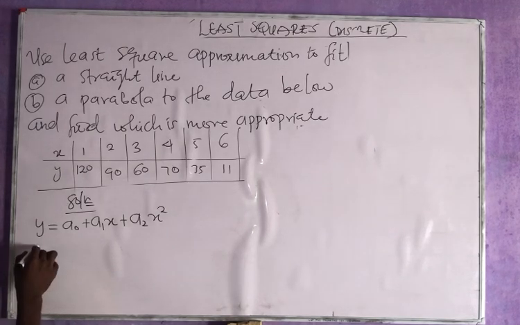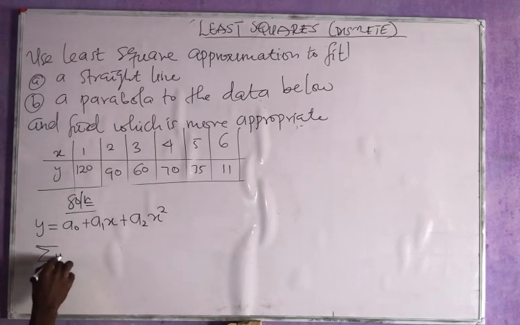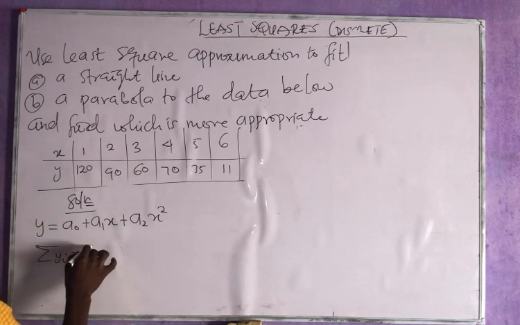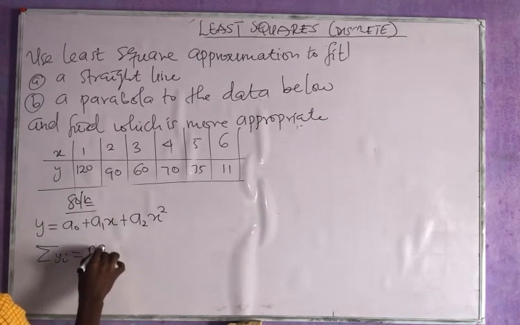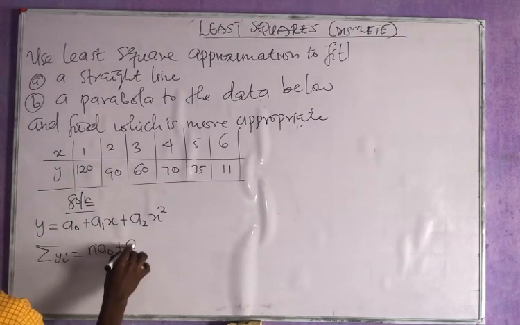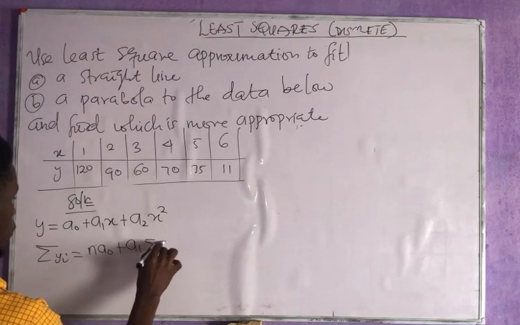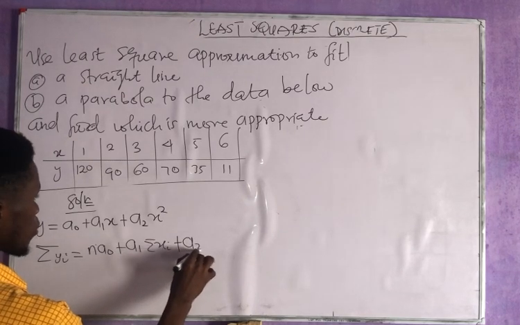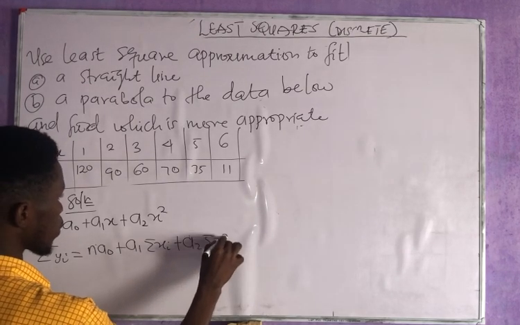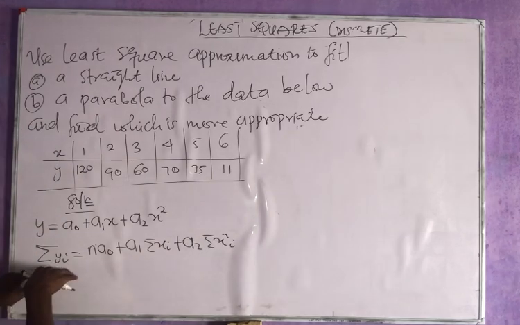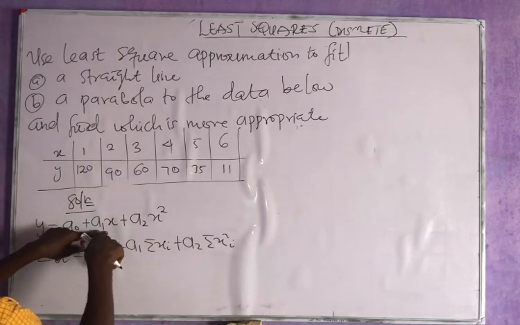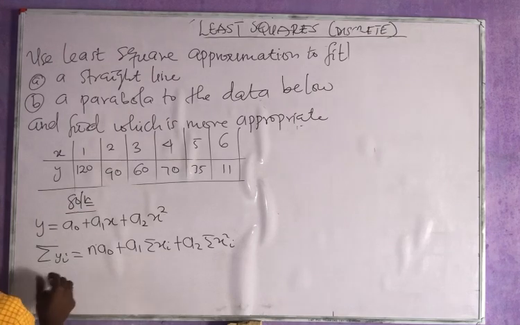So first one, as usual, from the formula, I have summation of yi equals n a naught plus a1 summation of xi plus a2 summation of x squared i. Now we want the second one. This is for the first. We are moving to the second one, so we have to multiply through by x.